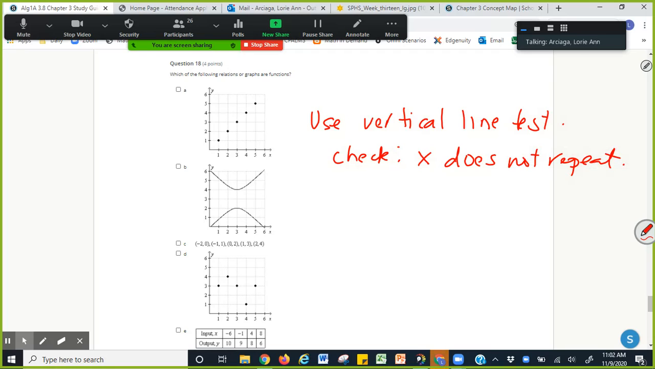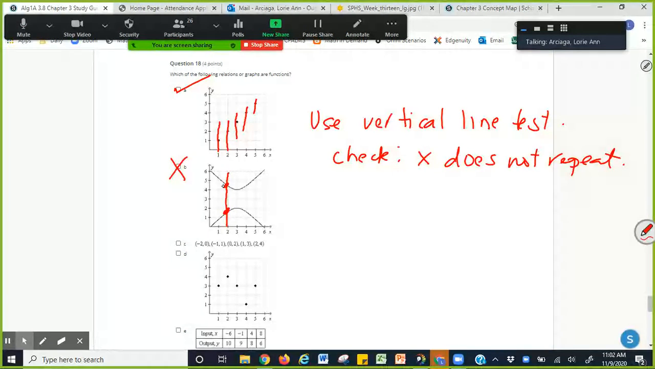Okay, that's the very first lesson within this chapter. So for example here, if I make a vertical line, the red line only crosses one dot at a time. Okay, so that means this is a function. If I make a vertical line, it touches the graph at 2 different points, so that's wrong.